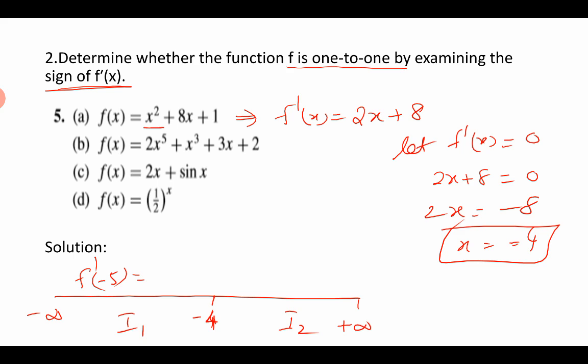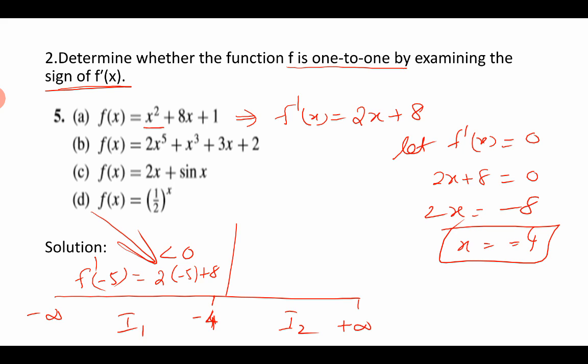What is it? Negative 5 in the first derivative: 2 into negative 5 plus 8. Are you getting negative? Yes, you are getting negative: negative 10 plus 8 is negative. So the function is decreasing in this interval.